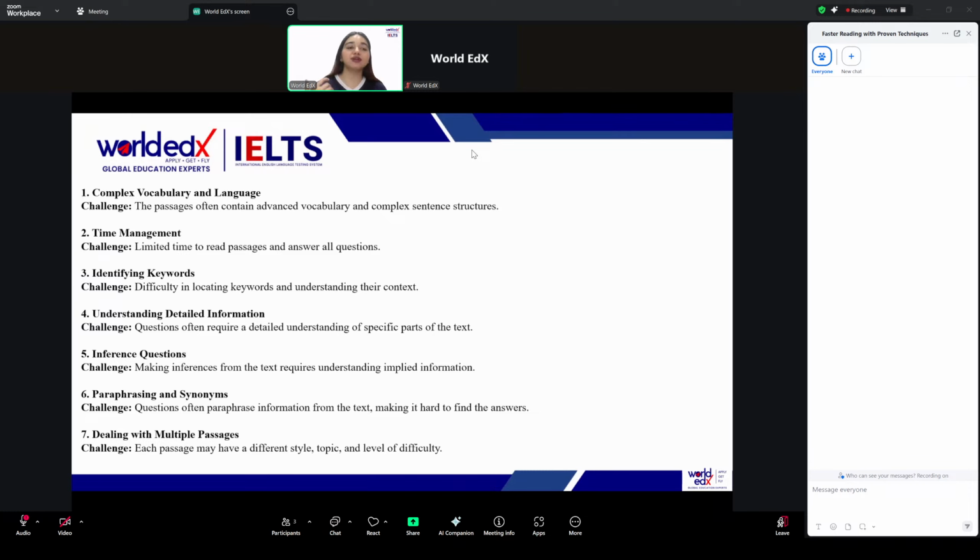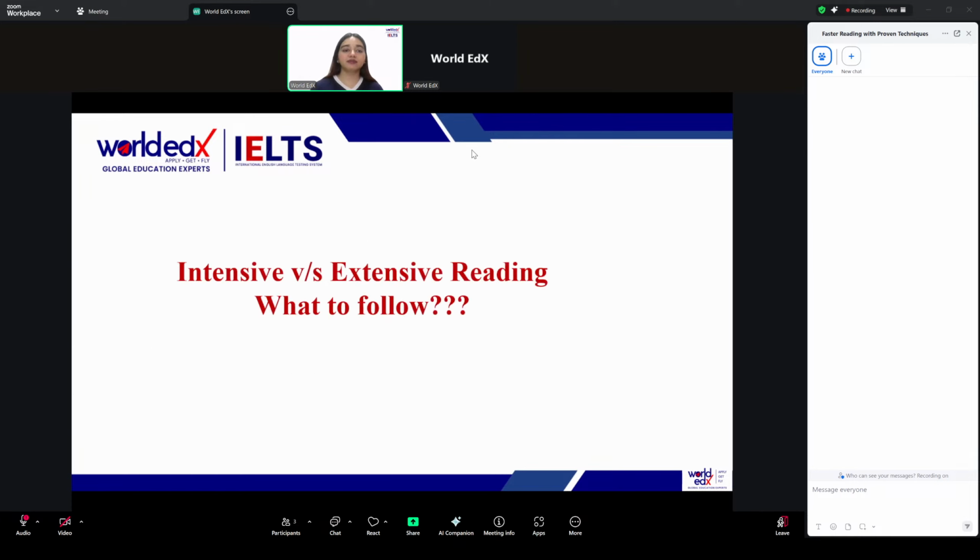So practice, make sure that you familiarize yourself with all of this, and make sure that you are practicing as per the actual exam. So these are certain things that you have to keep in mind. Now coming to the technique, there are two kinds of reading techniques. The first one is an intensive reading technique, and the next one is an extensive reading technique. What are these? Let's understand.